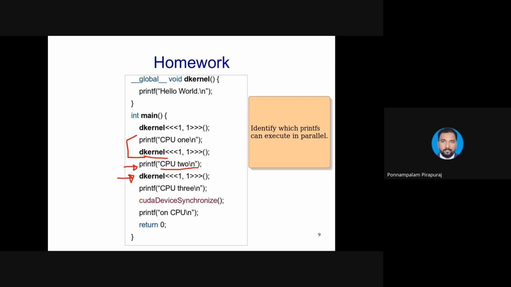Sir, but we are calling CUDA device synchronize after all three printf, CPU 1, CPU 2, CPU 3. So it will completely print all these CPU 1, CPU 2, CPU 3, and then it will invoke this CUDA device synchronize. Is it correct?